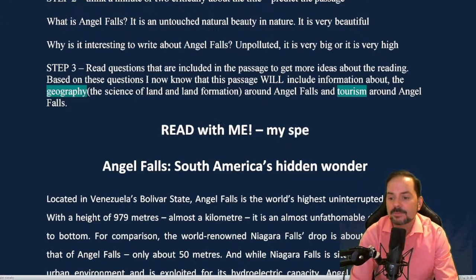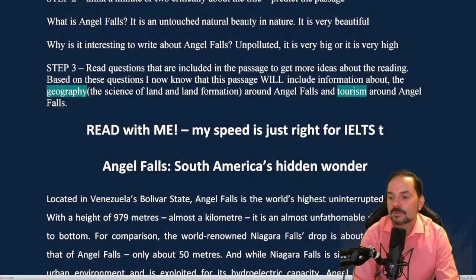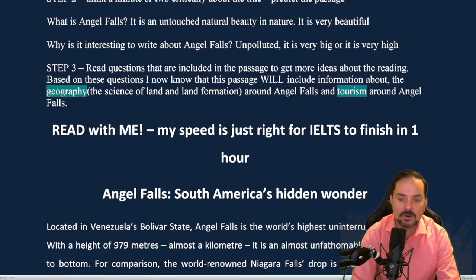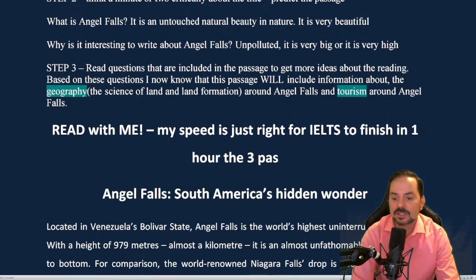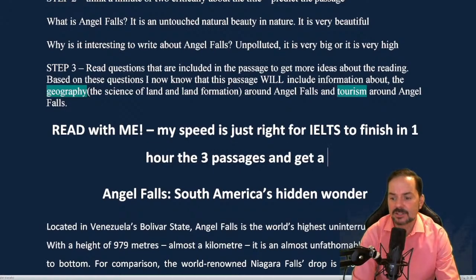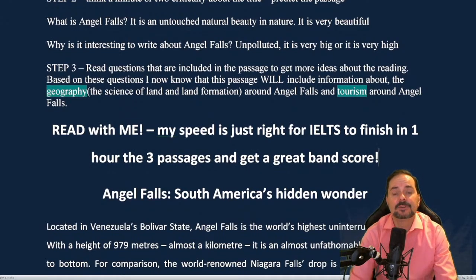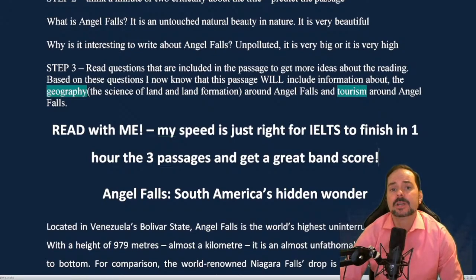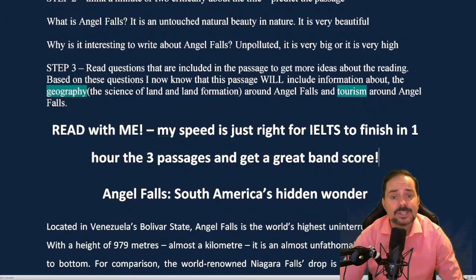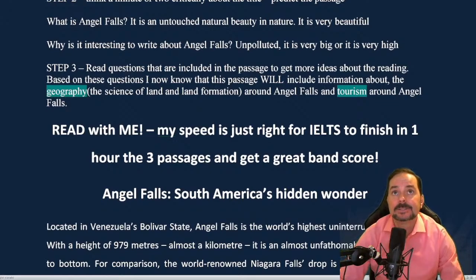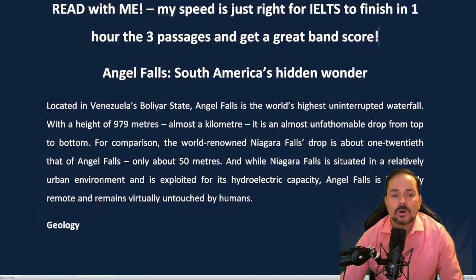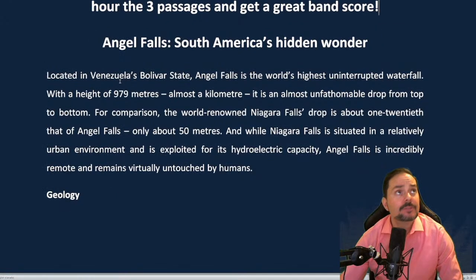My speed is just right for IELTS to finish the 3 passages in 1 hour and get a great band score. You don't need to read super fast. If you're reading super fast and you're not paying attention to what you're reading, you're wasting your time. So it's important to read at a comfortable pace where you understand the text.